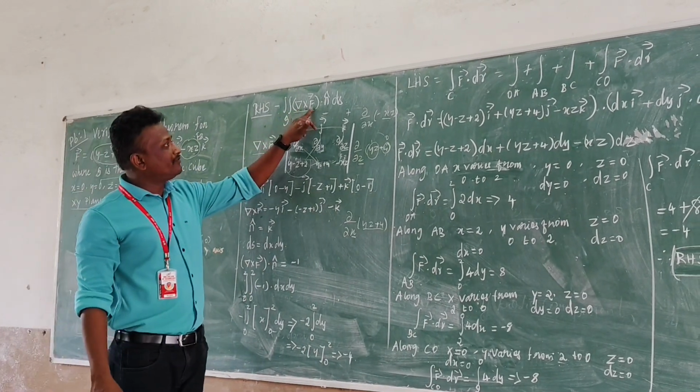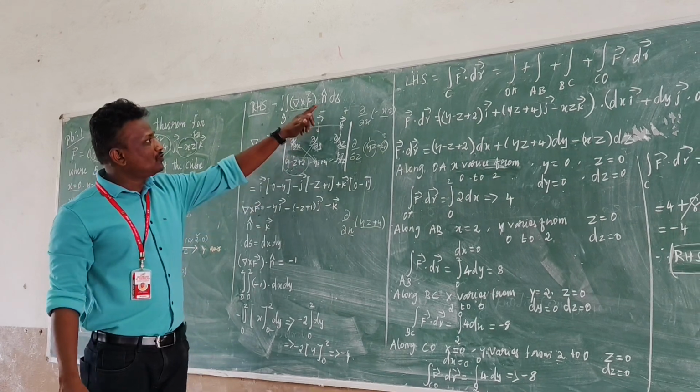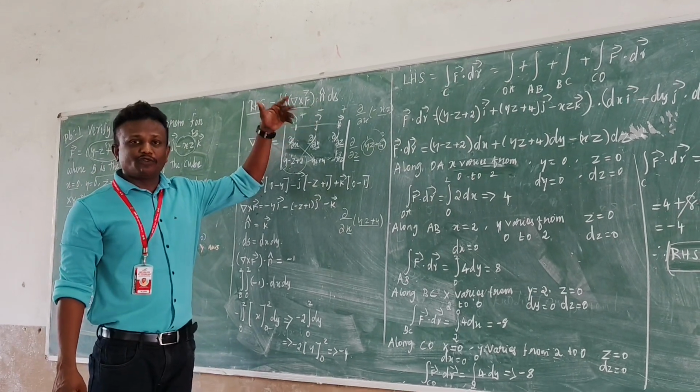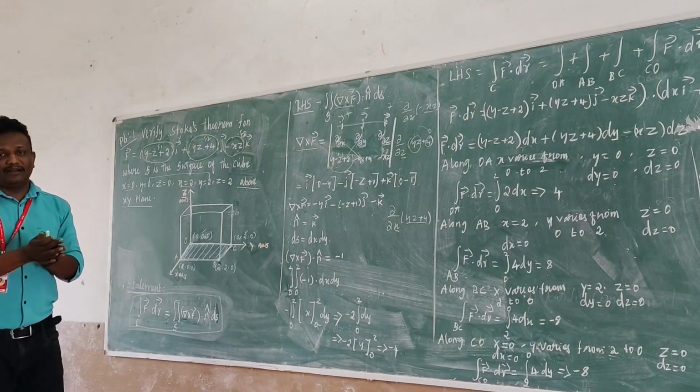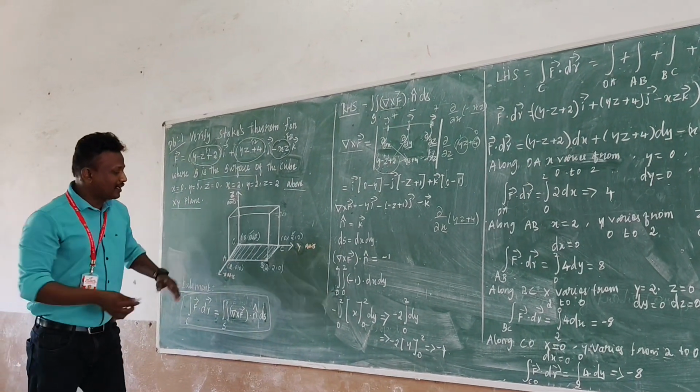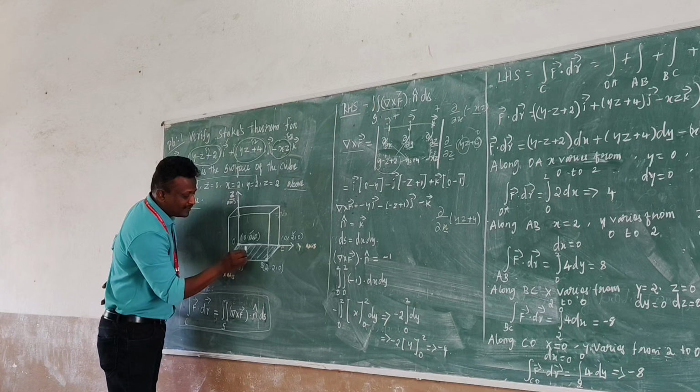Now I have got the del cross F vector just now. Let us move to find what is n cap. To find n cap, we should know that n cap is nothing but the unit normal vector. So we have to find the normal vector for this open surface.